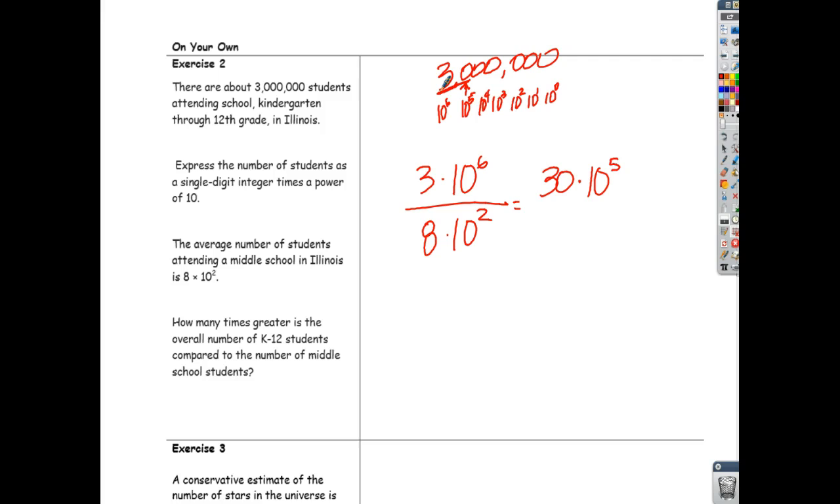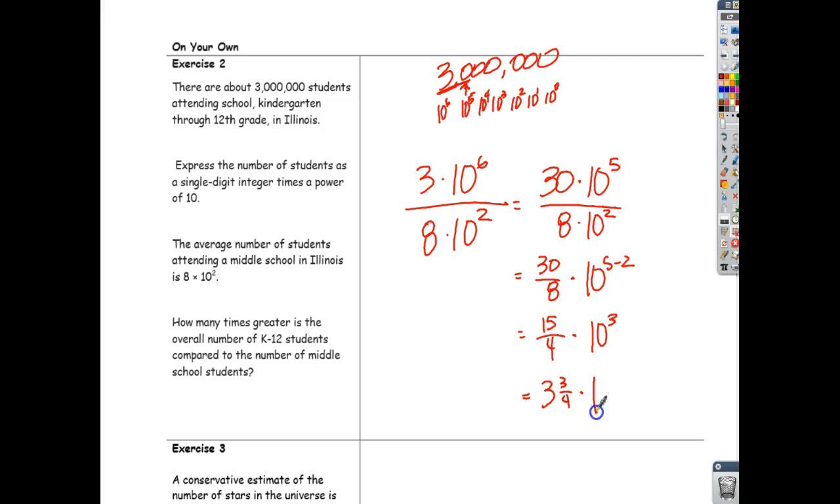So 30 times 10 to the 5th divided by 8 times 10 squared. Well, now I've got 30 divided by 8 times 10 to the 5 minus 2. Well, what is 30 divided by 8? Let's find a common factor of 2. So I get 15 over 4 times 10 to the 3rd, so 1,000. And 15 divided by 4 goes in 3 times with 3/4 left over, times 10 to the 3rd. So it's about 3 3/4 times 1,000, so almost 4. We'll say about 4,000 times bigger.